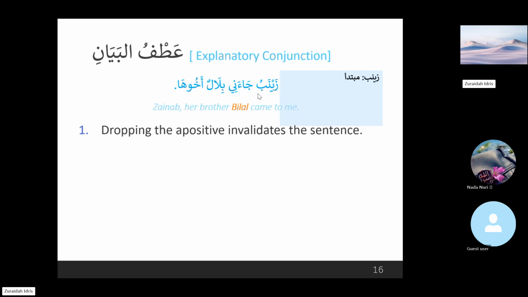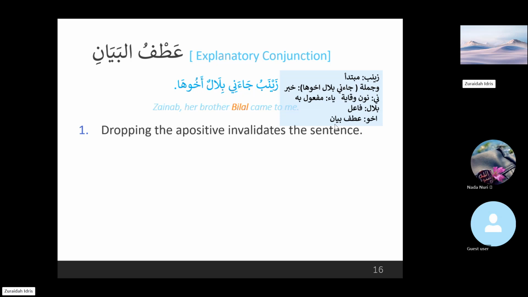Zainab, mubtada now. Jumlah. Yes, Sister Nada, that's right. It is mubtada, the jumlah ismiyah. Alhamdulillah. And here the jumlah fi'il is actually your khabar, just explaining the jumlah fi'il part. And then we have Bilal, which is the fa'il of your jumlah fi'il. And akhu is your atfu bayan.